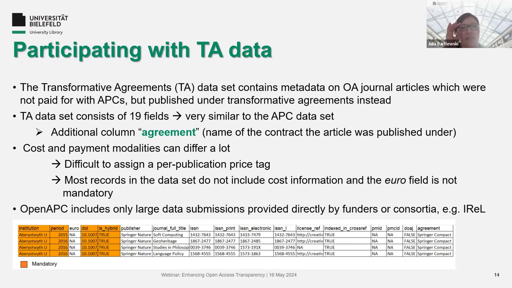So, and then a short comment on our so-called TA data set. This contains metadata on journal articles which were not paid for with APCs, but published under transformative agreements instead, as I already mentioned before. So cost and payment modalities can differ a lot. Most records in this data set do not include cost information. And as you can see, also the euro field for this one is not mandatory. What is important to know is that OpenAPC includes only large data submissions provided directly by funders or consortia, like the data we kindly receive from the Consortium of Irish Research Libraries.